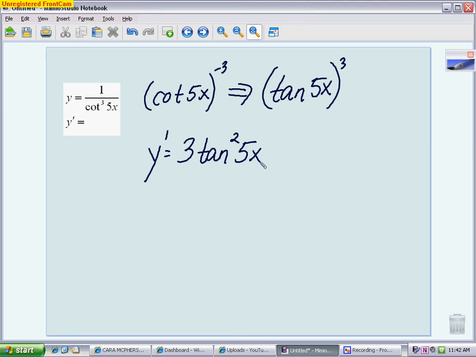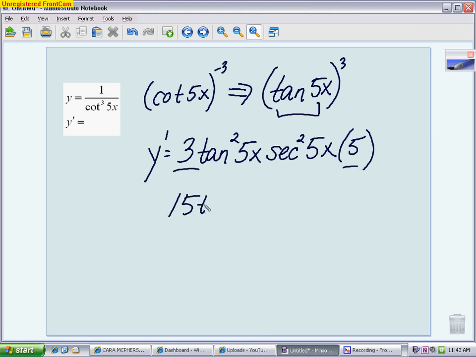Then you do the derivative of the next layer, which is the derivative of tangent. The derivative of tangent is secant squared. Keep the angle the same. So essentially what you're doing is just deriving this inner piece. And then finally you have to look at the angle, and the derivative of the angle is 5. The only thing that I can combine here are my coefficients, giving me a 15 out front.